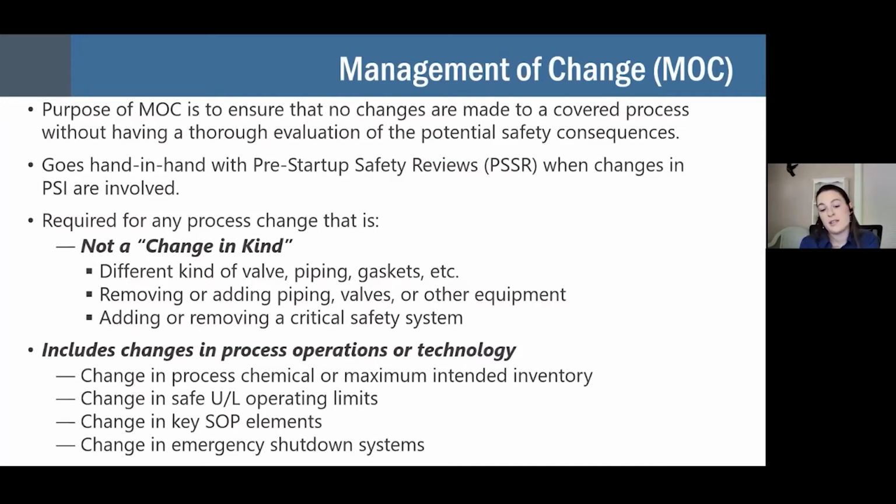This includes changes in process operation or technology, change in chemical and maximum intended inventory, safe upper and lower operating limits, changes in operating procedures, startup or shutdown steps, and then change in emergency shutdown systems.